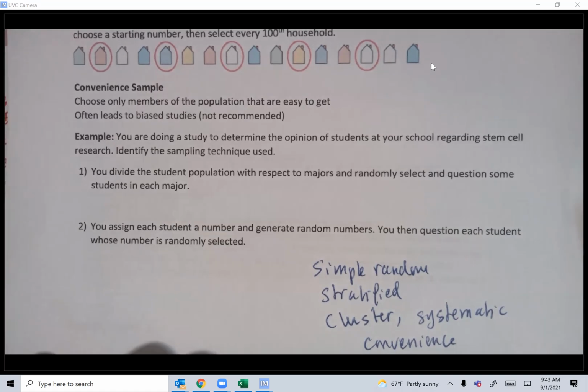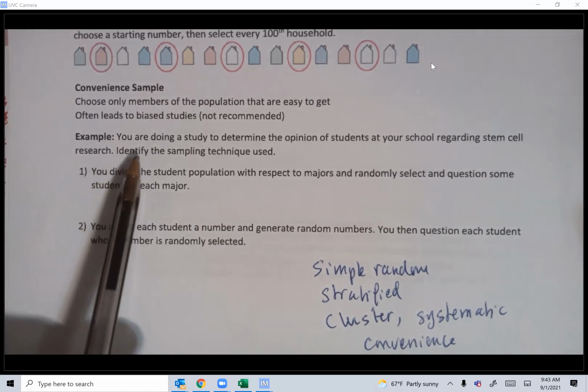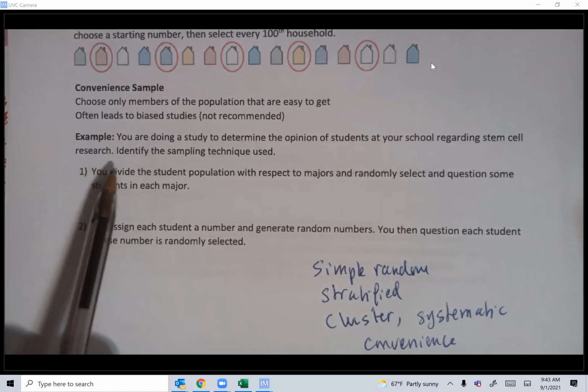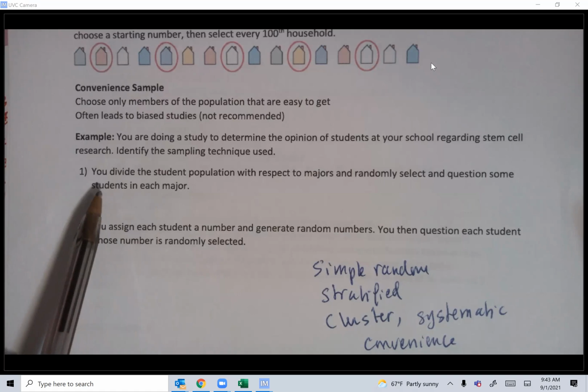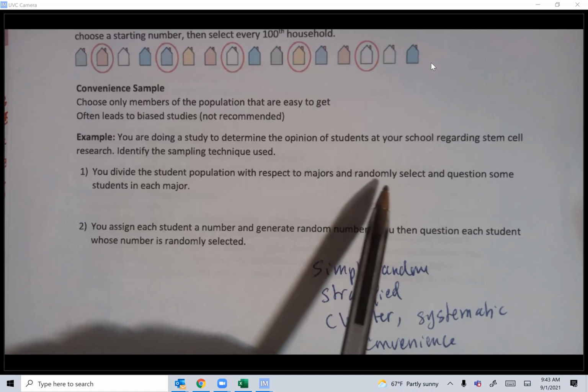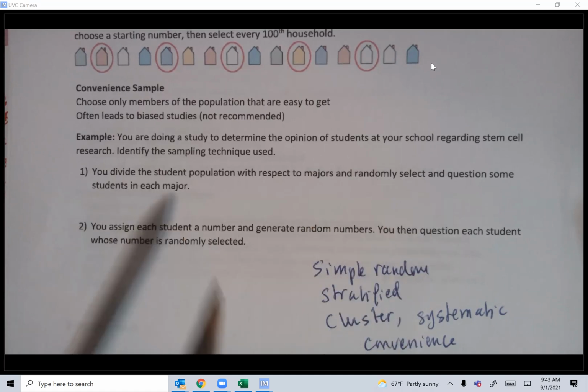Okay, let's see, guys, what you think here. You are doing a study to determine the opinion of students at your school regarding stem cell research. Identify the sampling technique used. You divide the student population with respect to majors and randomly select and question some students in each major. So we divide our population of students into majors: chemistry, biology, language arts, math, social science, criminal justice, etc. And then we go to each major and we select some students from each major. What would that be, guys?